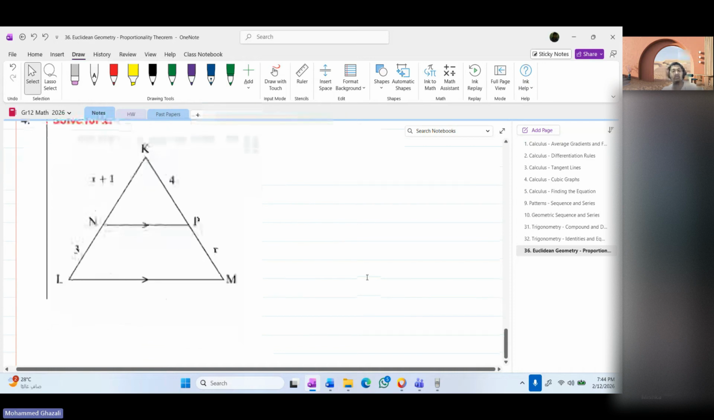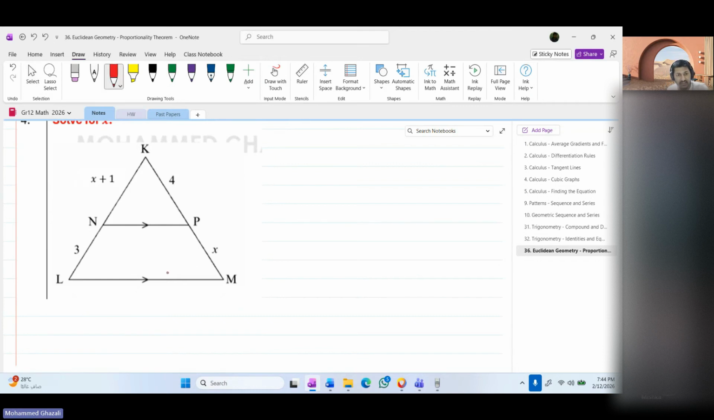What we want to do is solve for x. Now, you don't just solve for x, you need to give reasons. So the first thing we're going to say is, because we have a parallel line here, perfect. That's what we are looking for. We're looking for one triangle that has a parallel line. That's what we are looking for. Right, guys?